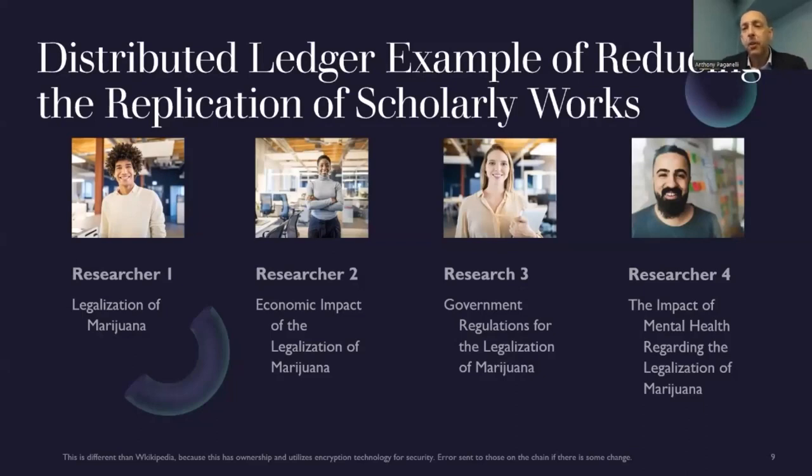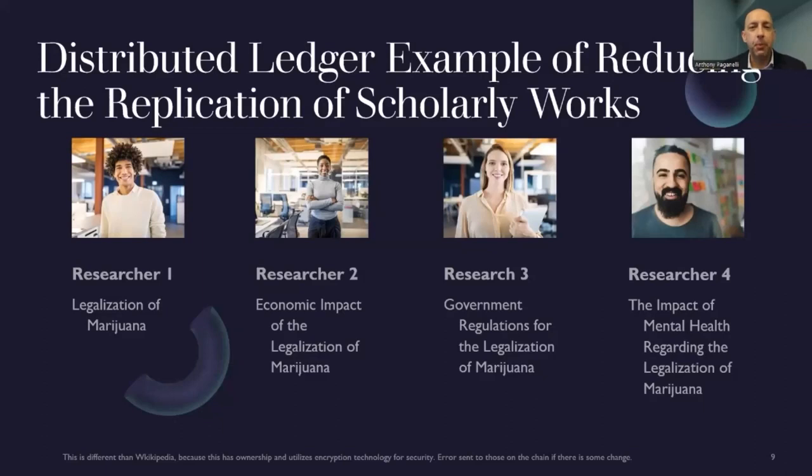So what blockchain can do as far as scholarly works is reduce those redundancies that we see. I'm using this example today of the legalization of marijuana, maybe because a lot of students use that topic, and it's a broad topic, because when we look at research, there's always further research, right? There are always gaps within research. So let's say that the first block is the researcher who creates this blockchain basically solely for the legalization of marijuana. This researcher discusses the pros, the cons, etc.